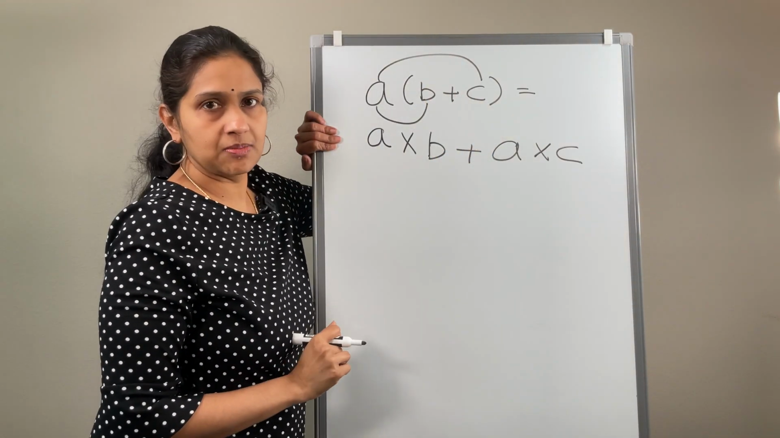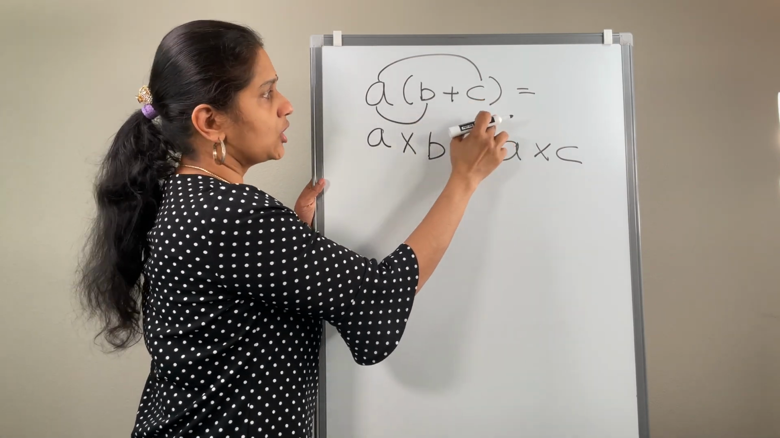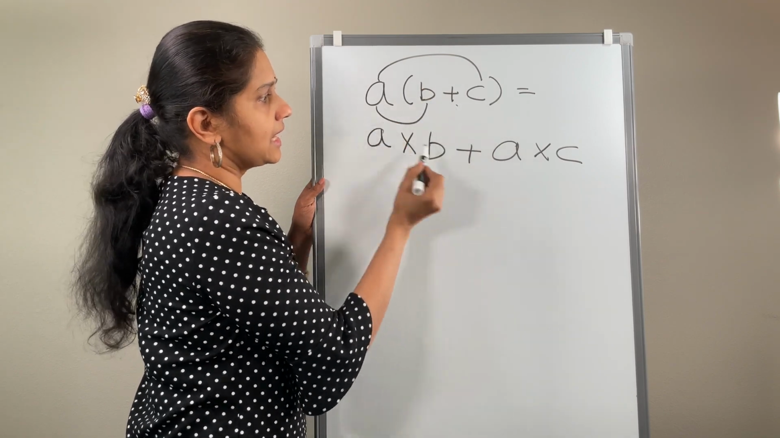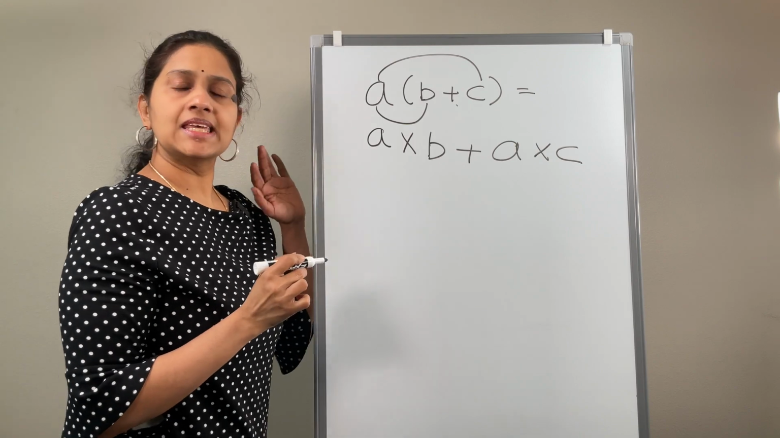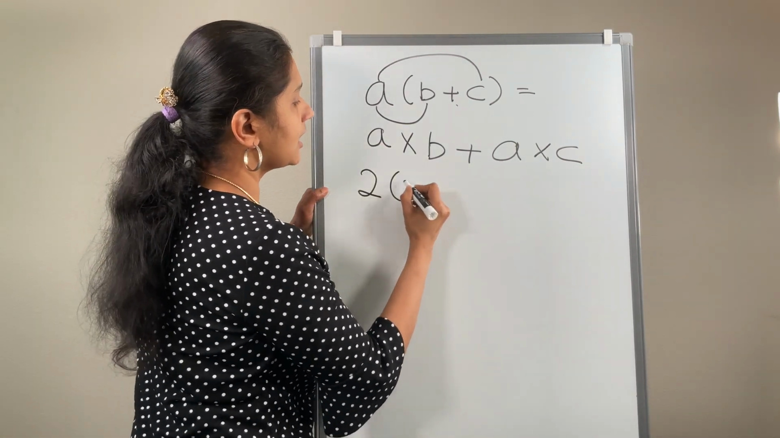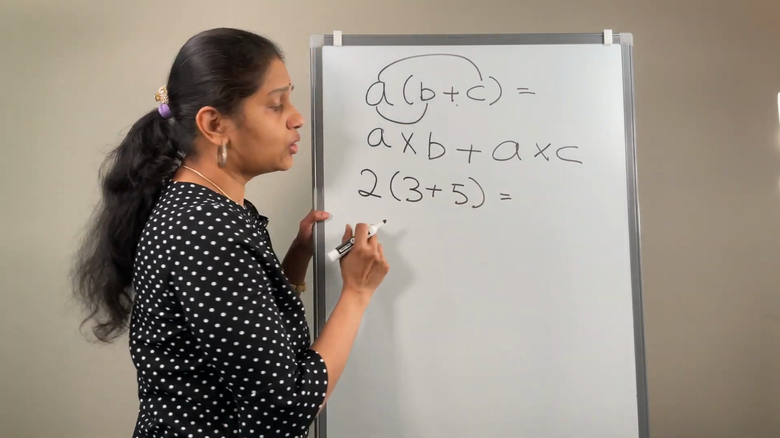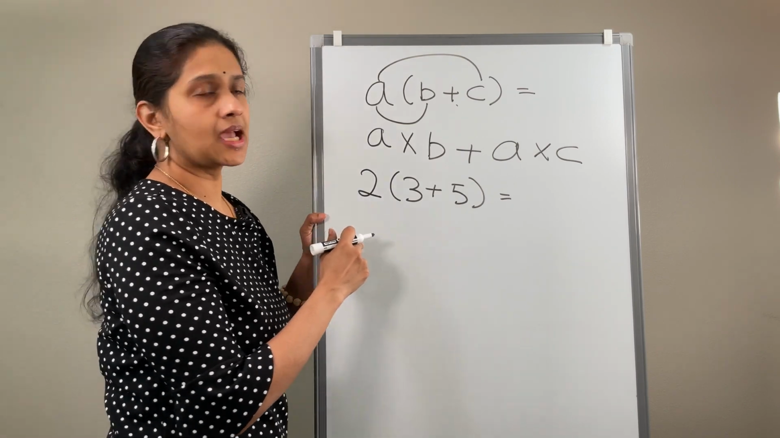So this is the distributive property, that is A times (B plus C) is equal to A times B plus A times C, that is the second variable. Now we will see an example for this. Suppose consider 2 times (3 plus 5). Now you have to evaluate this expression using the distributive property. Let us see how to do that.